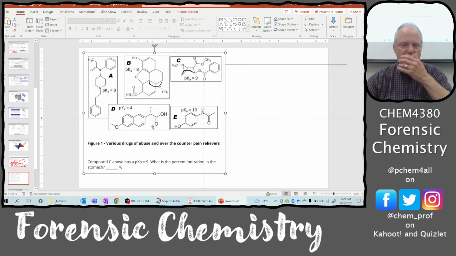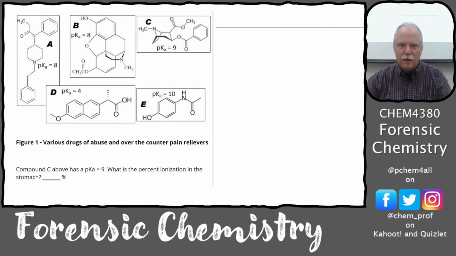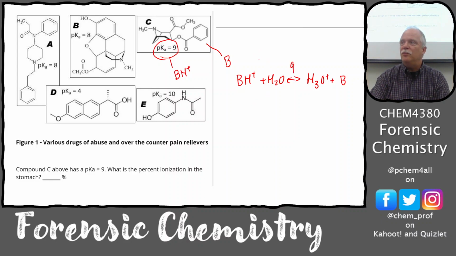Okay, so the reason I'm doing all of that is, again, just to show that if we call this whole molecule B, then the pKa is for BH plus. So we have BH plus and water in equilibrium with H3O plus and B, which is neutral, and that 50-50 point is at a pH of 9. And the stomach has a pH of 1, we say. So at a pH of 1, we're way over on this side, BH plus.